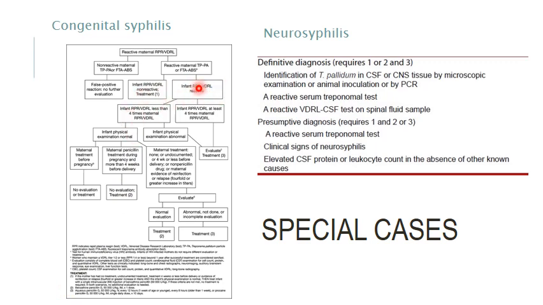If the RPR and the VDRL is positive, is reactive, then we start to look at the titers. How bad is the titer? Am I looking at an antibody level? This is the important part. Am I looking at the mom's antibody level, or is this the infant's own antibody level?